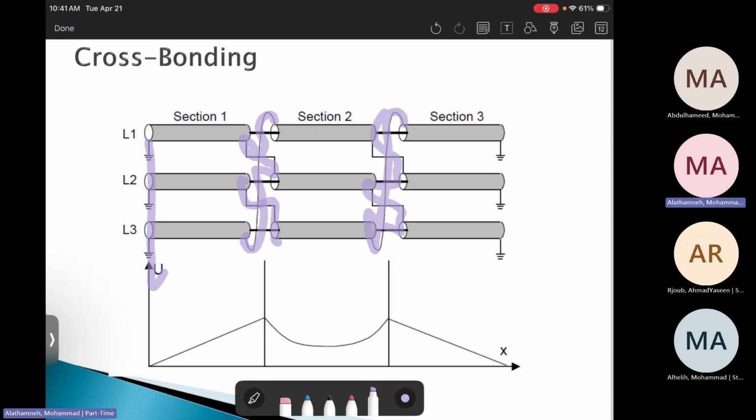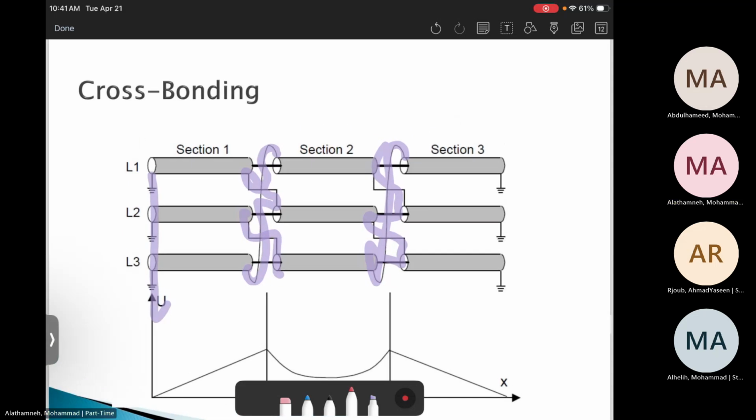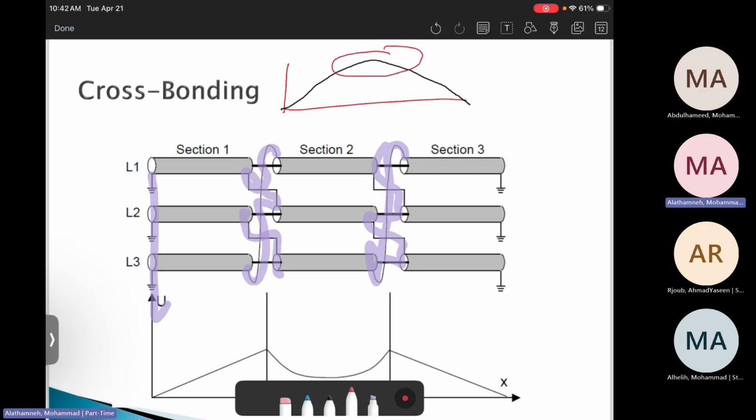When we do this bonding, we can guarantee that the waveform here will be reduced. Without it, the waveform is expected to be like this. But once we do this, in the middle we are reversing it, so it will be like this. Just reverse it.